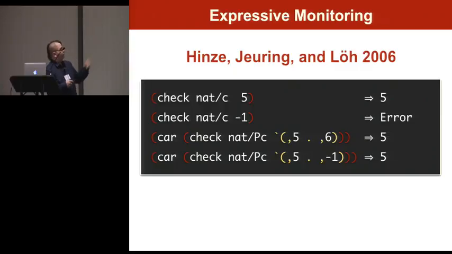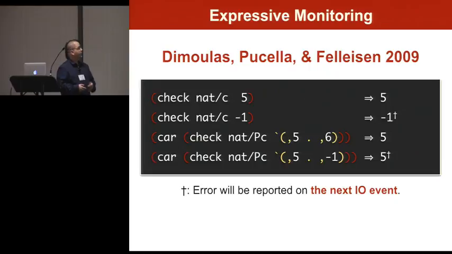There was some work later in 2006 by Hinze et al., where they started delaying parts of the program that you never looked at. Right? So here, we take the first element of this pair, it's 5, and we never use the -1 in our program, so we never produce the error, because we never actually check that subcontract. There's been even further work by Dimoulas et al. in 2009, where every time we go to enforce a contract, we hand it off to a worker thread, and that worker thread will check the contract concurrently and synchronize with the user program during I/O events, only reporting errors if it's found them by then.